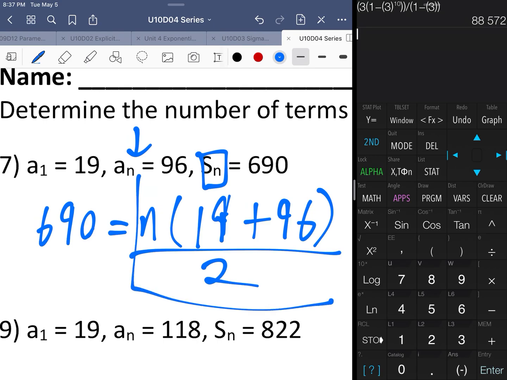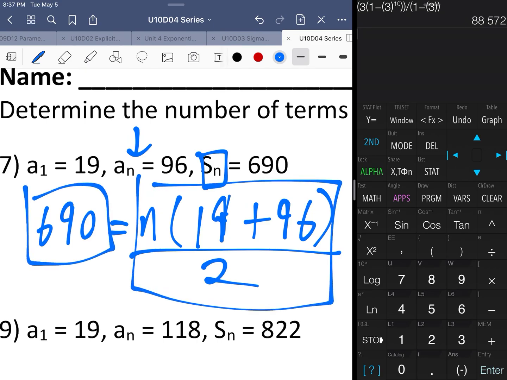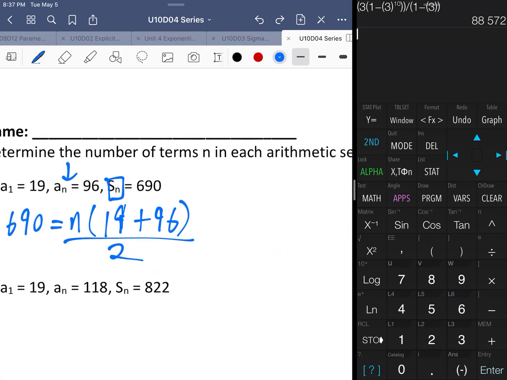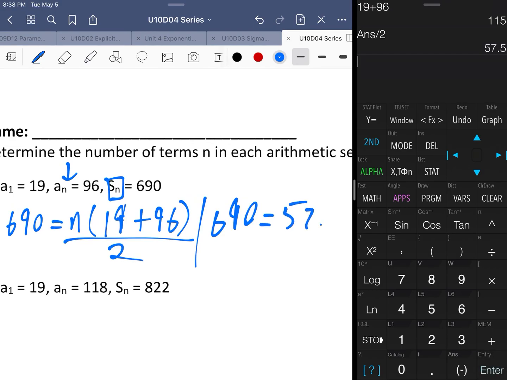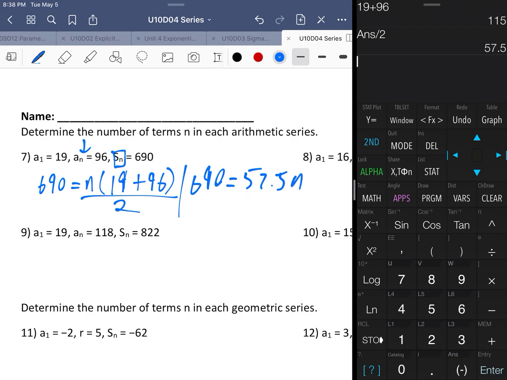So we're going to divide this by 2, because this is just the formula for calculating 690. So this is just an equation we can solve for n. So let's do that one now. So we have n, we have 690. Just going to make a separate section here. 690 equals 19 plus 96 divided by 2 is 57.5 n. So I'm just going to divide both sides by 57.5.